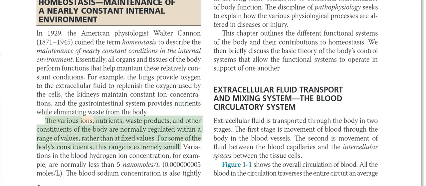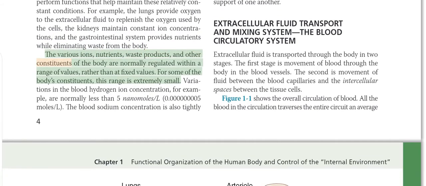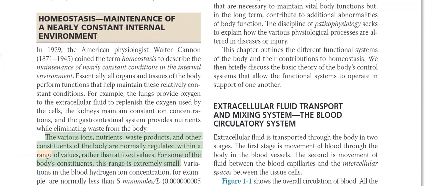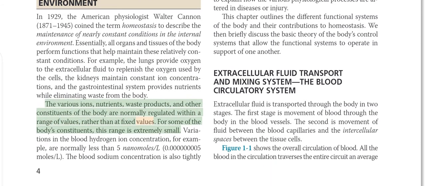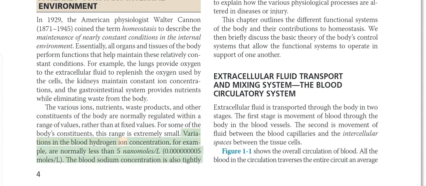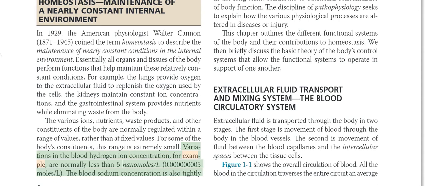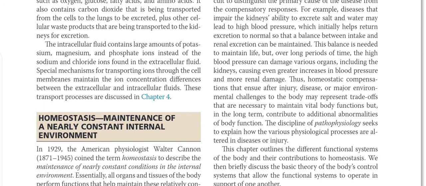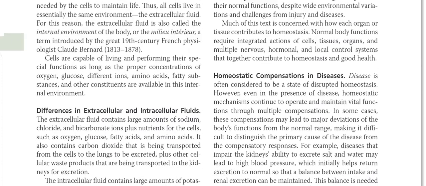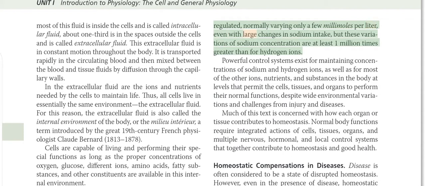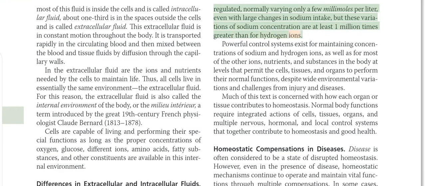The various ions, nutrients, waste products, and other constituents of the body are normally regulated within a range of values, rather than at fixed values. For some of the body's constituents, this range is extremely small. Variations in the blood hydrogen ion concentration, for example, are normally less than 5 nanomoles/L. The blood sodium concentration is also tightly regulated, normally varying only a few millimoles per liter, even with large changes in sodium intake, but these variations of sodium concentration are at least 1 million times greater than for hydrogen ions.